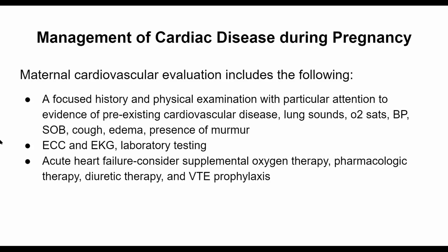And then we want to talk with our provider, or our provider will talk to us, about getting some testing, your basic ECG or EKG and your lab testing. What kind of labs would we want to look at? Well, a CBC, electrolyte status, renal function tests, maybe a BNP. It all depends on how she's presenting and what she says her history has been. And then if she has acute heart failure, we're going to consider supplemental oxygen therapy, some type of medications, diuretics, and then of course our VTE prophylaxis.